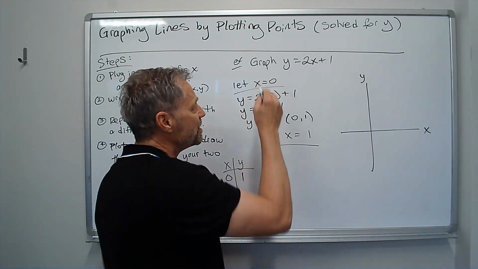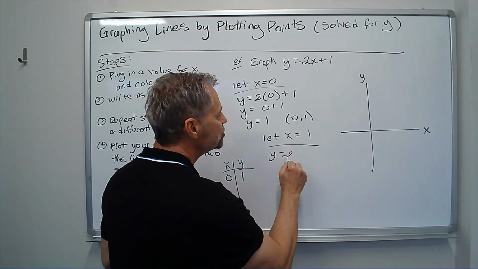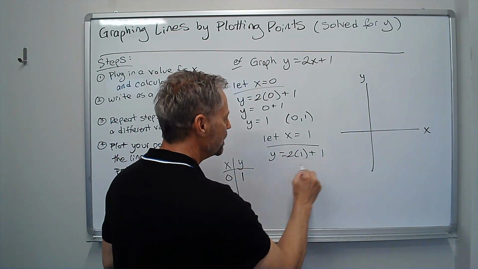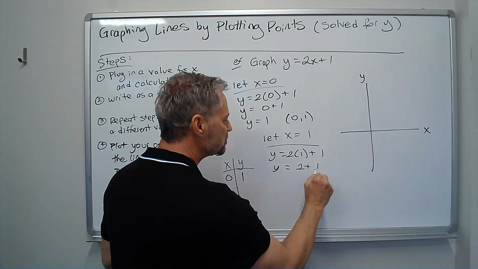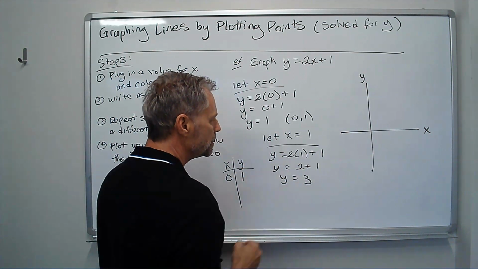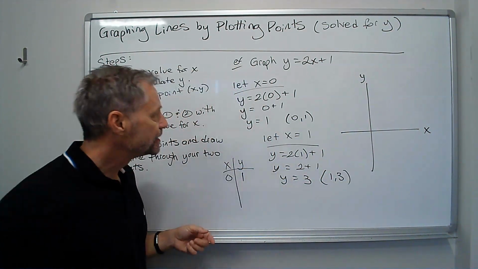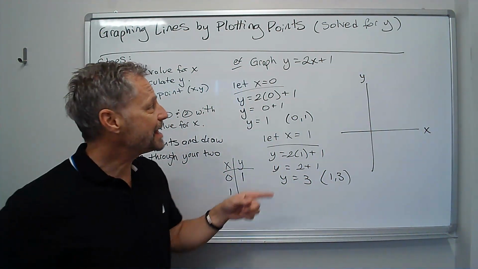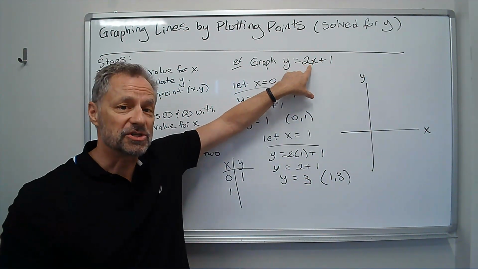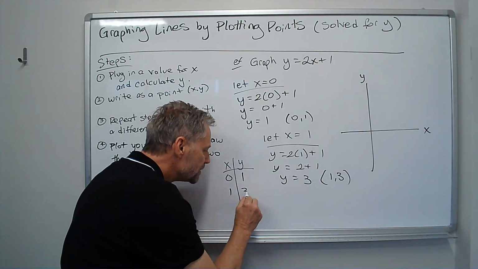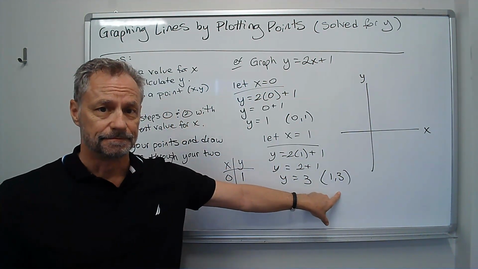Depending on what I have, I plug that in, I get y equals 2 times 1 plus 1, or y equals 2 plus 1, y equals 3. So that was the point when x was 1, y was 3. And again, I might have just done this in my head. Oh, if I plug in 1, 2 times 1 is 2, plus 1 is 3. That's my other point, (1, 3).